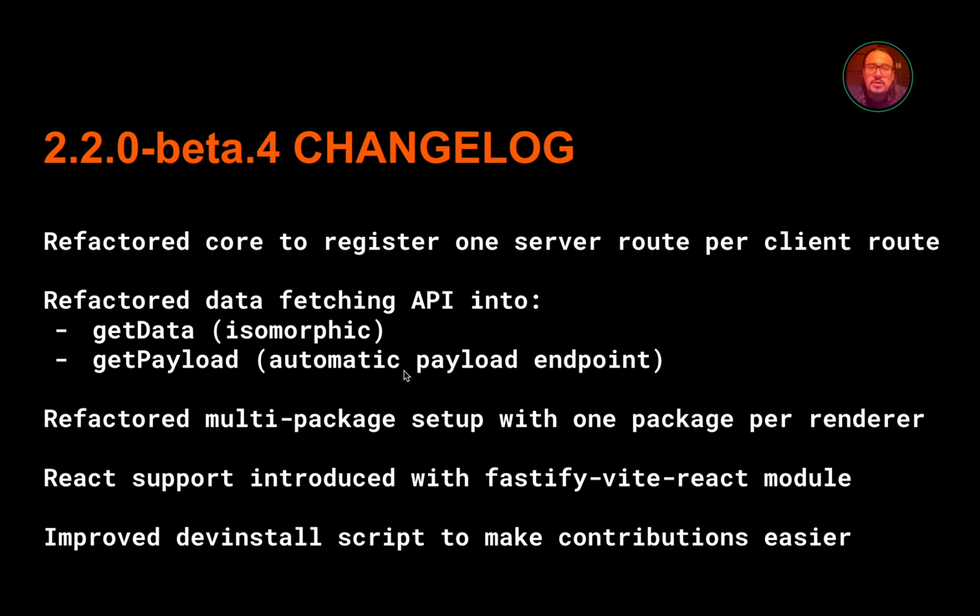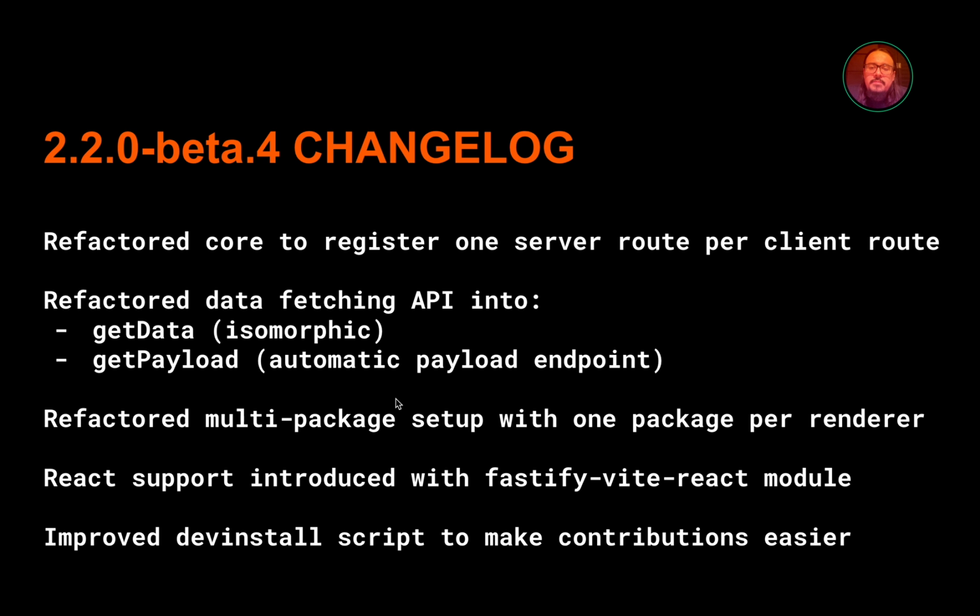So I have this changelog for the latest release. This is what will probably eventually go into the proper release notes for the project. But going over it really quickly, I refactored the core to register one server route per client route. This is the key architecture change that makes 2.2 radically different from previous implementations. I refactored the data fetching API into getData and getPayload. I will go over this in a bit.